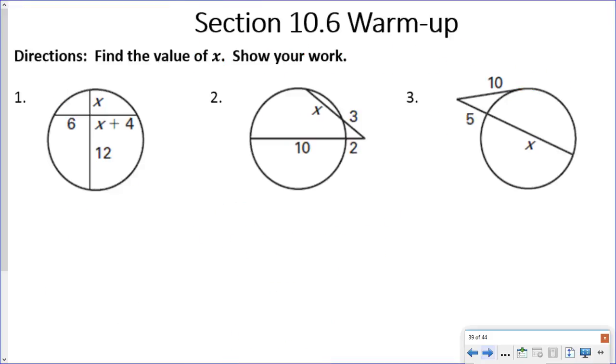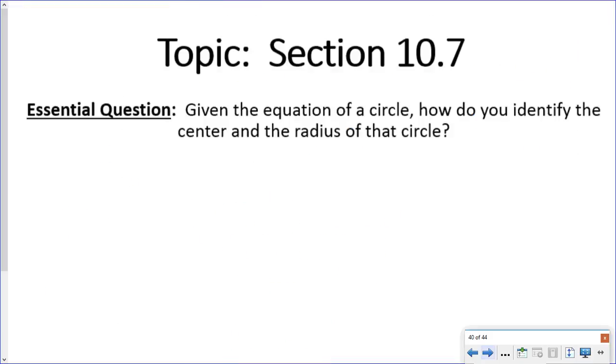Okay, all right. Now we'll do section 10.7, and actually this is all review in section 10.7. So go ahead and just copy this essential question and your topic. Given the equation of a circle, how do you identify the center and the radius of that circle?